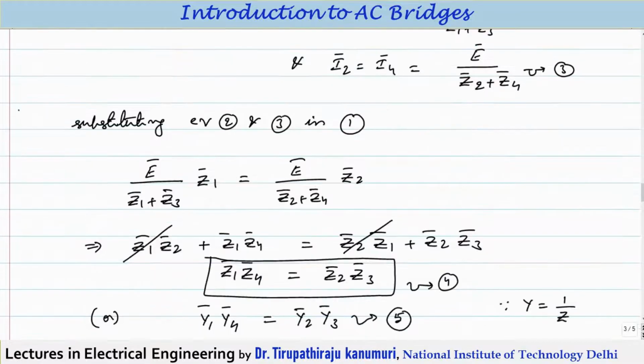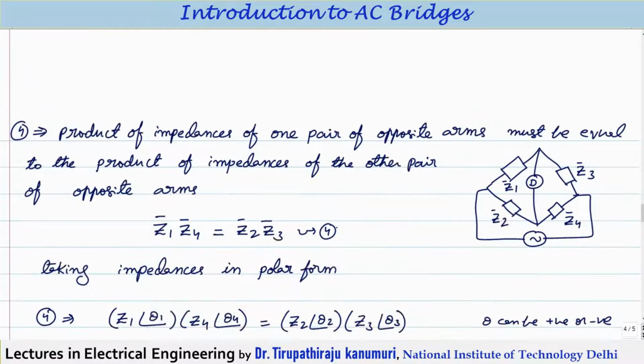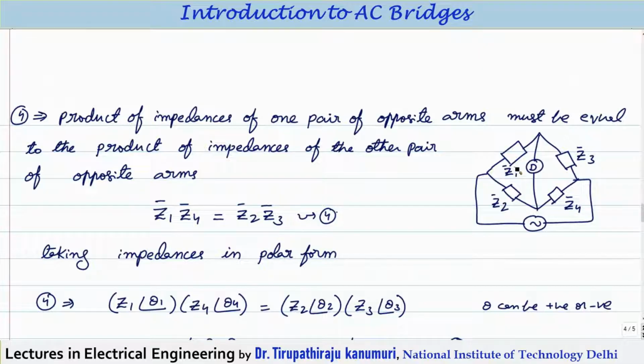So from this we can conclude, or we can observe from here. If you are taking this bridge, we got Z1 multiplied by Z4 is equal to Z2 multiplied by Z3, the same thing I have reproduced here. So you can see here I am taking the product of the adjacent opposite sides. This is my detector. The product of this impedance multiplied by the opposite one, Z4, will be equal to Z2 multiplied by Z3. That means the product of impedances of one pair of opposite arms must be equal to the product of impedances of the other pair of arms.